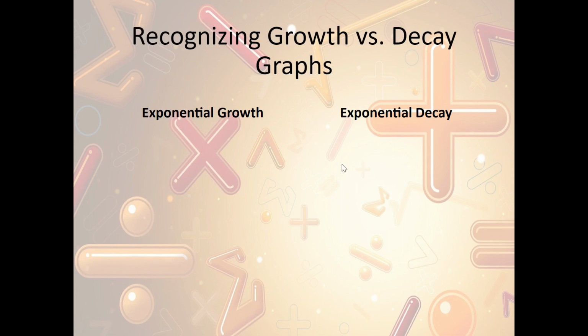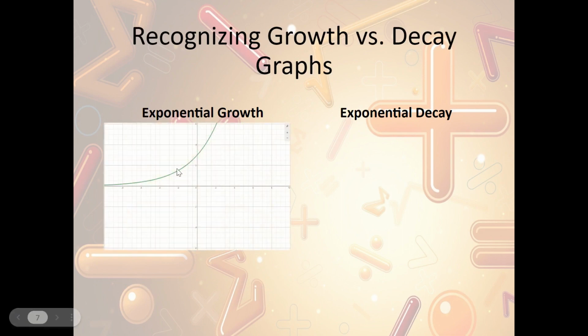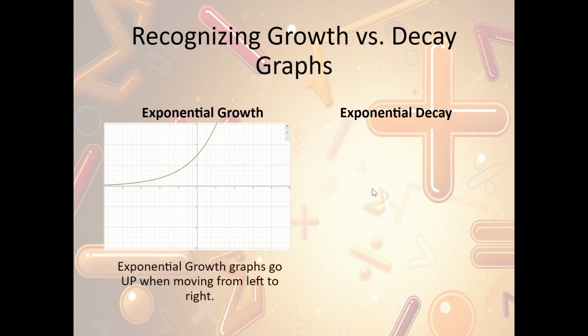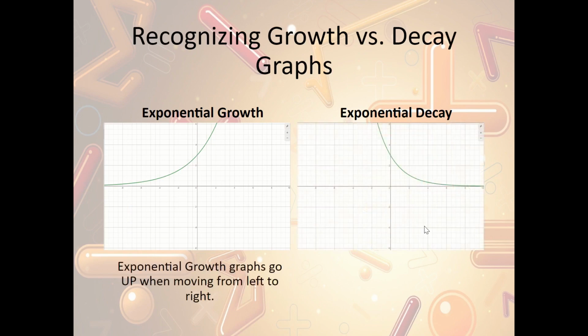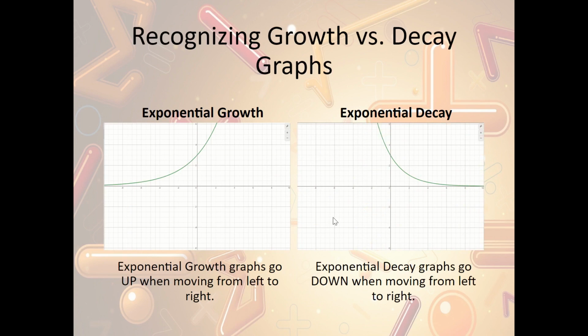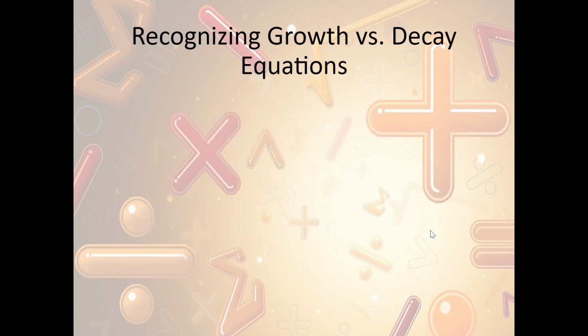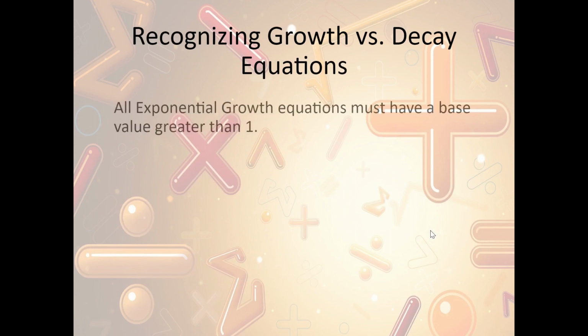Now how can we recognize growth versus decay in graphs? Well, growth is always going to go up. Decay will always go down. So exponential growth goes up, exponential decay goes down. How do we recognize it from equations?